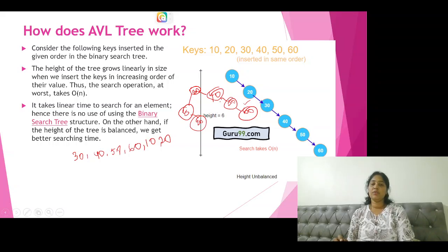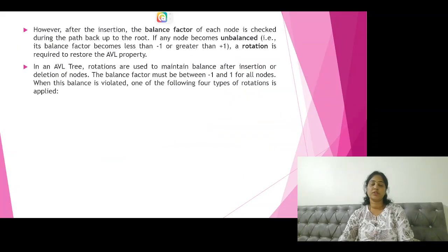But now the height of the tree is 6 and it is taking more complexity. In order to overcome that problem, we have to balance the tree. For that, we use AVL trees. In AVL trees, after the insertion, the balance factor of each node is checked. Whenever you insert a new node, we'll check the balance factor. If the node becomes unbalanced, we have to apply a rotation.